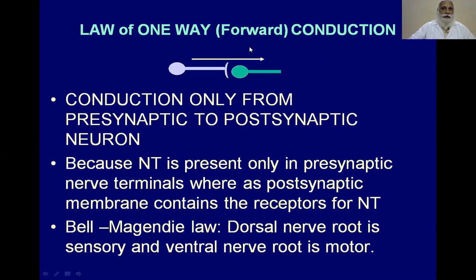Law of one-way conduction, or forward conduction. Always, because the neurotransmitter is present only in the synaptic vesicles of the axon terminal of the presynaptic part, the neurotransmitter can only be released from the presynaptic terminal into the synapse and cause its effect on the postsynaptic neuron. So it is always a one-way conduction.